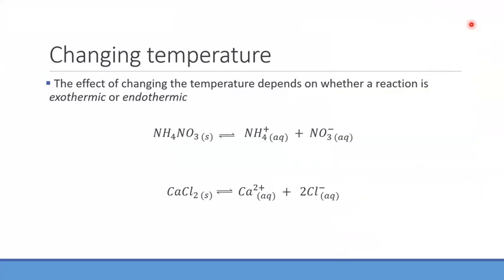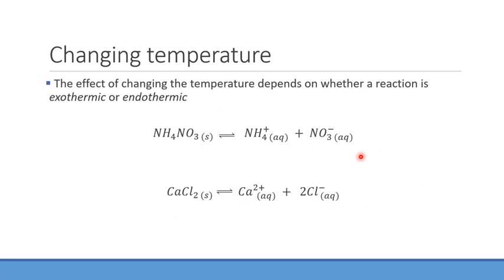Now let's look at changing the temperature. This one is different because changing the temperature will change K. And it's also dependent on whether a reaction is exothermic or endothermic to determine the direction of the shift. So in this top reaction, we have ammonium nitrate dissolving in water to yield ammonium and nitrate ions. And on the bottom reaction, we have calcium chloride dissolving in water to form calcium and chloride ions.